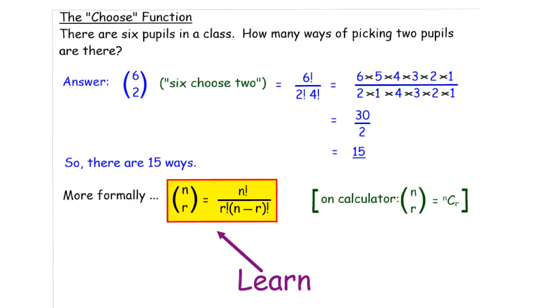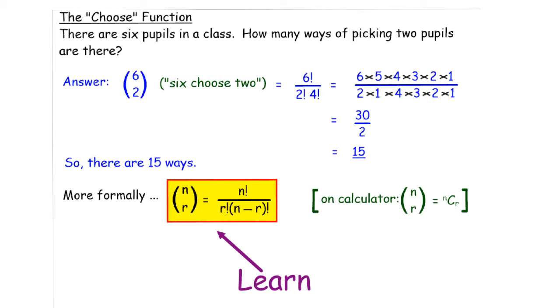The second function we want to look at is the choose function, and it's a way of choosing a certain number from a group. So there's an example here for you to read through. If there's 6 pupils in a class, how many ways are there of picking 2 pupils? So this is the notation we use here. It kind of looks like a vector, and how we say this is we say 6 choose 2.